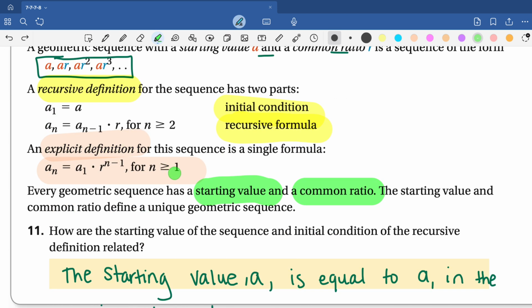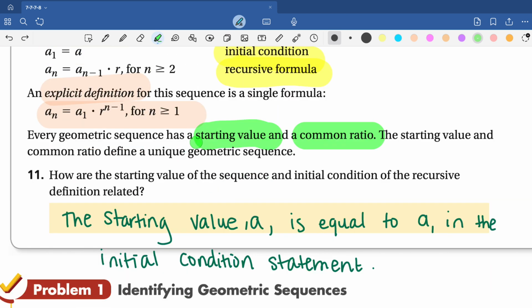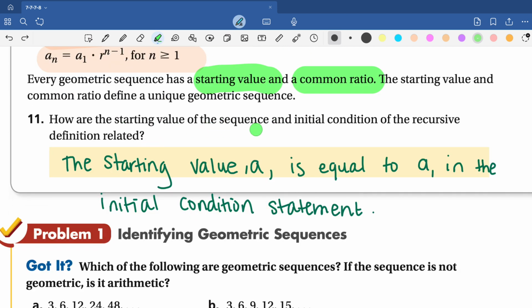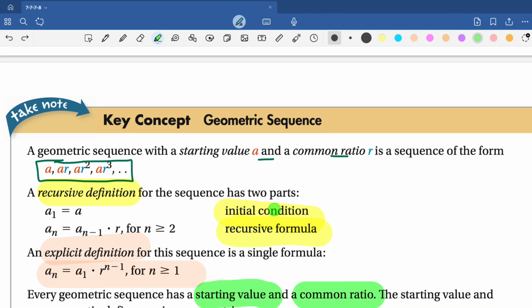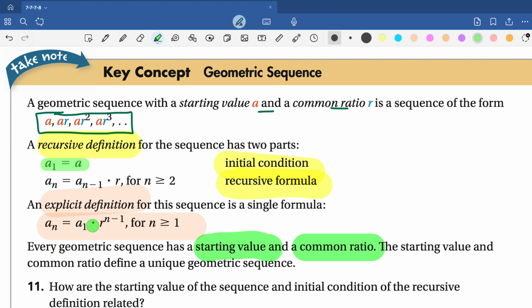Okay? And in this definition, n has to be greater than or equal to 1. So every geometric sequence has a starting value and a common ratio. And the starting value and common ratio define a unique geometric sequence. How are the starting value of the sequence and the initial condition of a recursive definition related? The starting value, a, is equal to a sub 1 in the initial condition statement. And a sub 1 is really just written in the recursive formula, so pay attention to that.